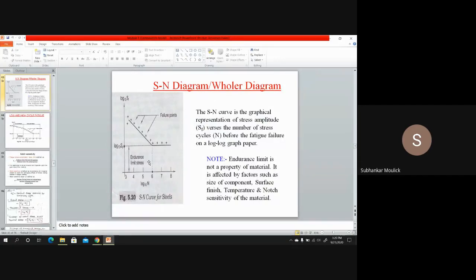Now, if you see in this SN diagram, it is starting from 10 to the power 3 cycles. This is log base 10 N, that is 3, 4, 5, 6, 7, 8. It is not starting from the origin, and this particular graph is applicable for steels. The SN diagram for steels starts from 10 to the power 3 cycles. Fine, but normally the SN diagram starts from the origin and goes till 10 to the power 8 cycles.